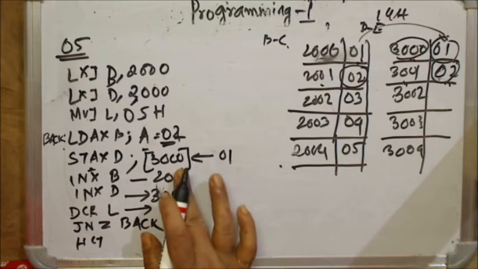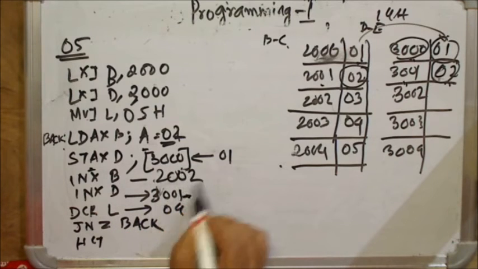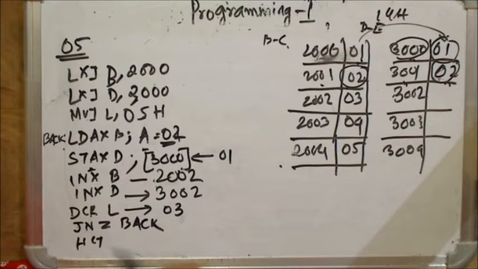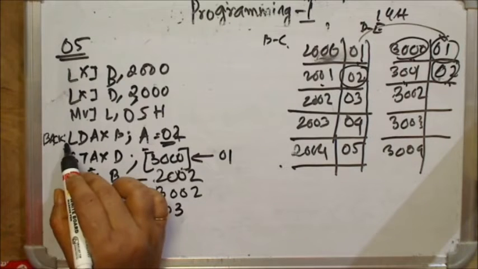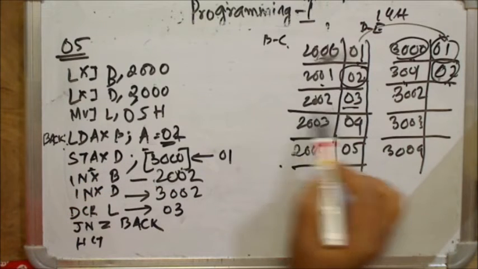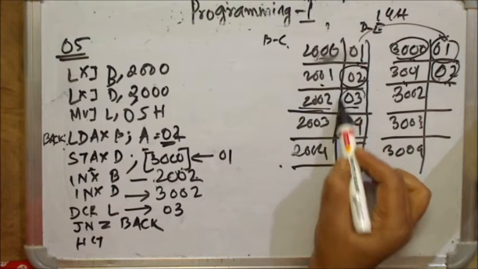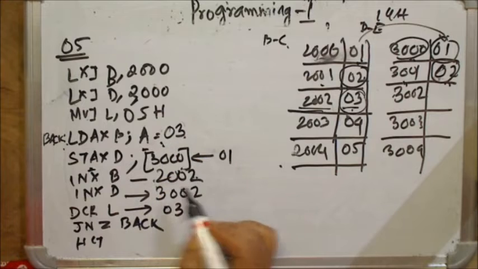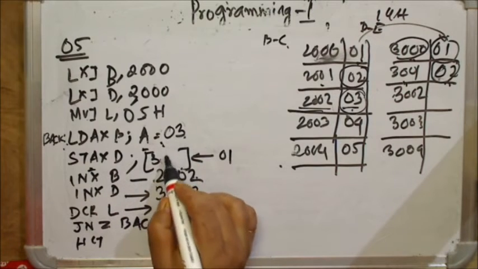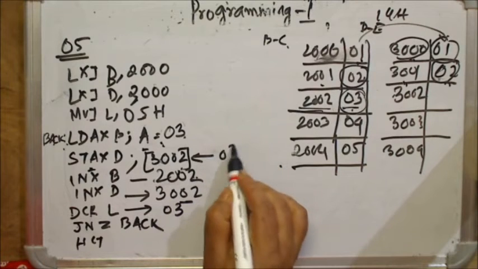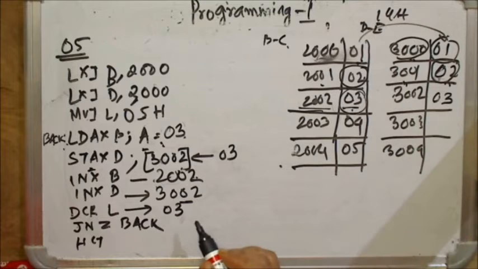Okay, again INX B, so B will become 2002, INX D, the DE pair will become 3002, DCR L will be now 03. So again the count has not become 0, so it will go back. So LDAX B, now BC pair is 2002, right? So which data is it referring to? 03. So A will get now 03. Okay, and STAX D, so DE pair is now 3002. What will get stored? 03. So 03 will get stored in 3002.